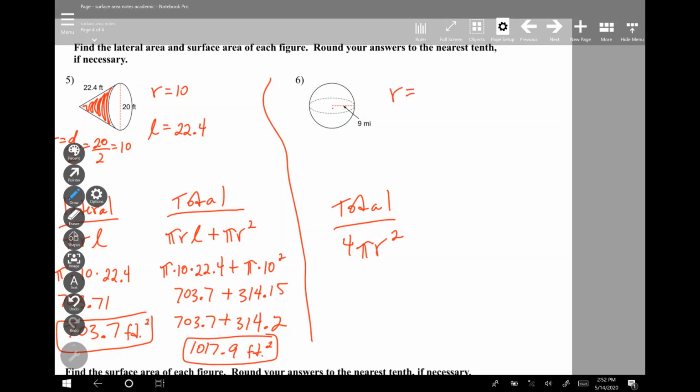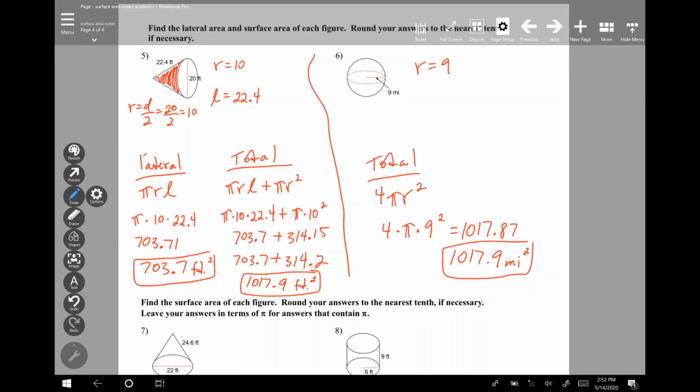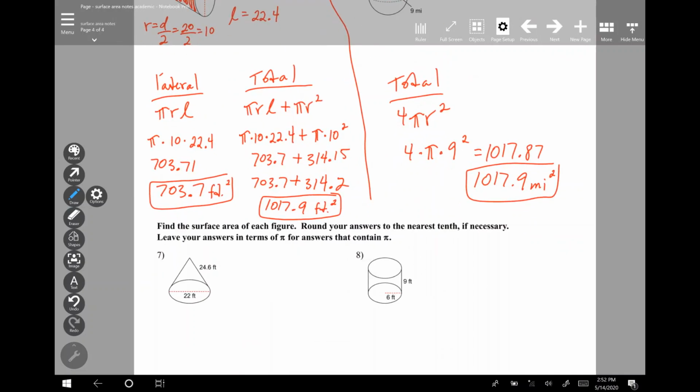And r is the radius, so it is 9 in this case. So 4 times pi times 9 squared. Let's put that in the calculator. 4 times pi times 9 squared, enter. We get 1017.87. So what's that going to round to? 1017.9, and it's miles squared. Kind of a coincidence, we got the same answer. Alright, so that's the basic ones here.